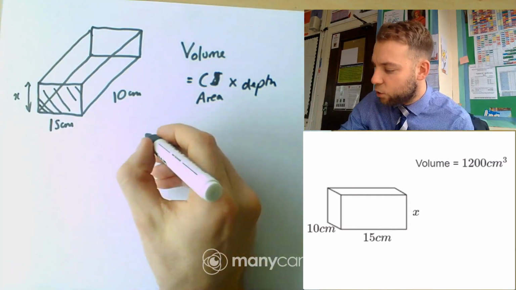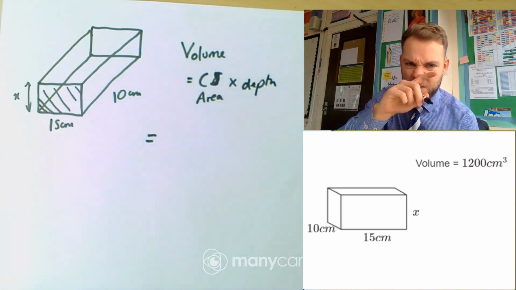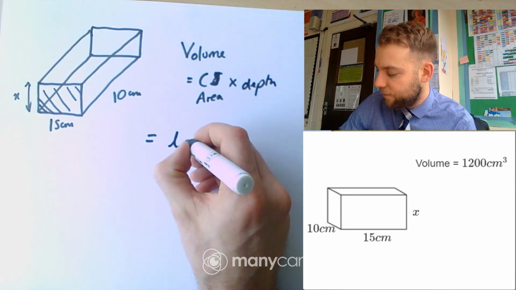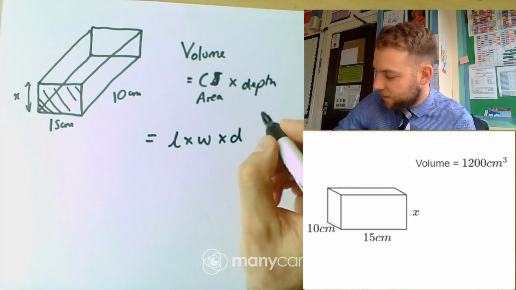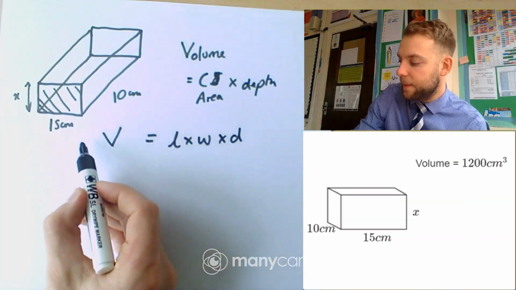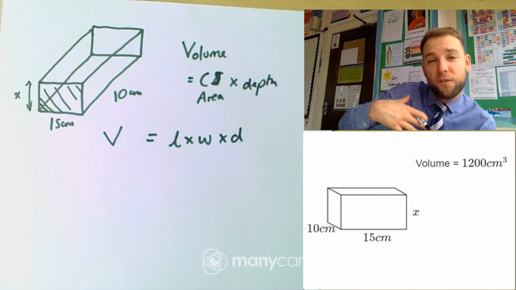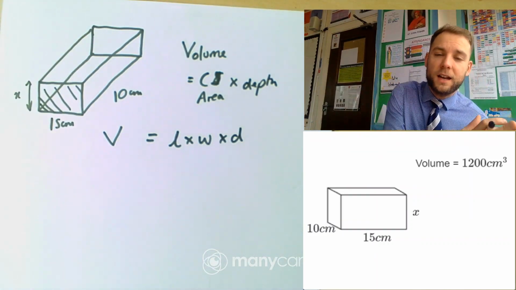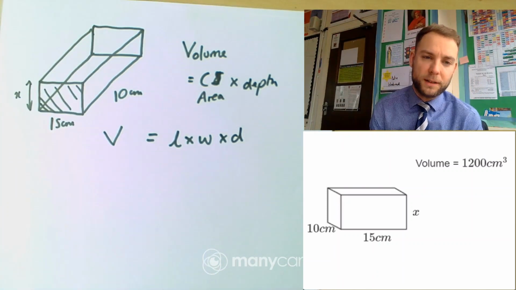Your cross-section in this one here is this shape here, which is the area of a rectangle. So it's going to be length times width times by depth, and that's the volume of this. Notice here that I've written this like an equation. This is a formula with an equal sign, which has got the volume on the left, and it's got all of your lengths and widths and depth on the right.